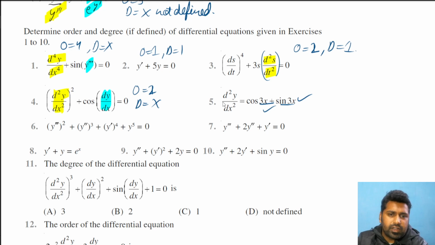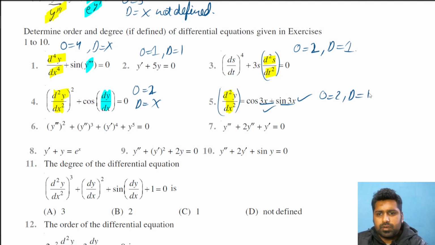What is the highest order derivative in this? Not power 2, sorry, d square y by dx square. So order is 2 and degree is clearly defined. And what is the power available of this? Power available is 1. Okay.